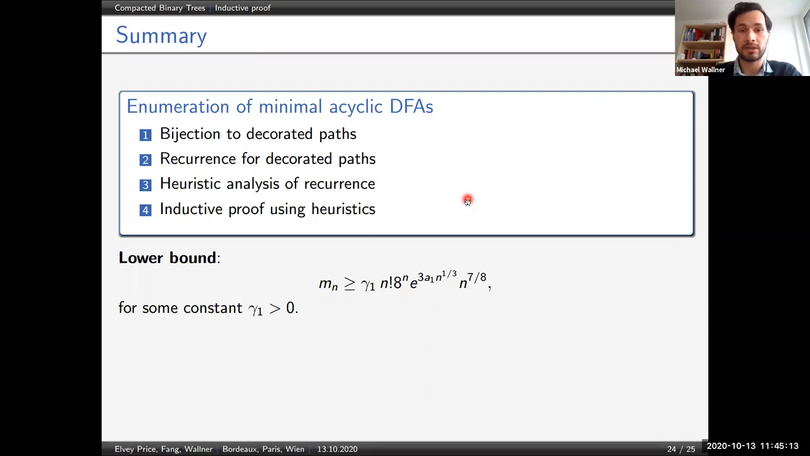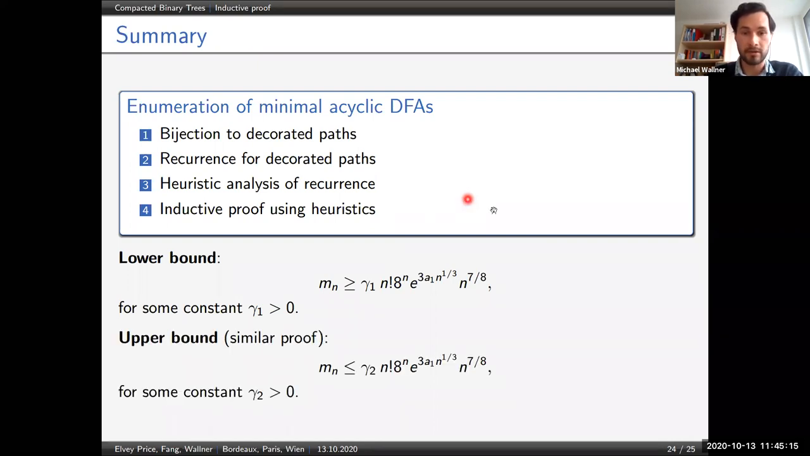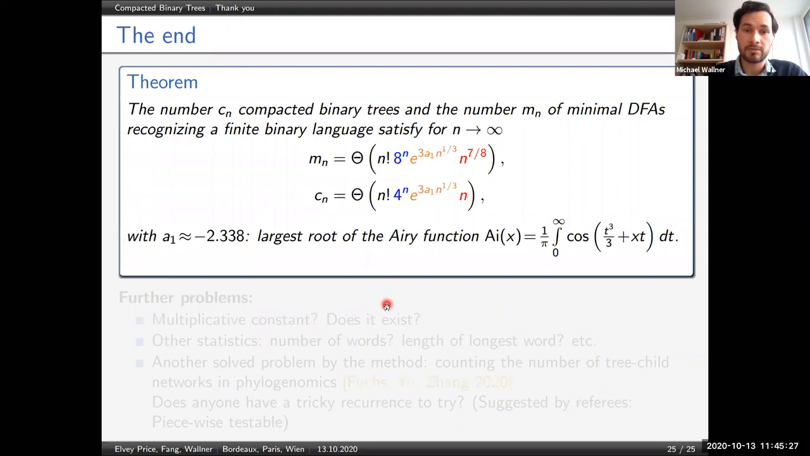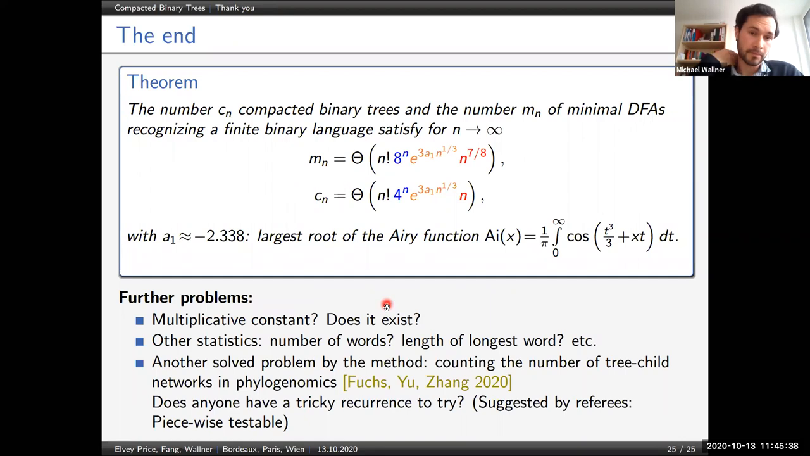And here what we get is a lower bound and an upper bound with the same asymptotic behavior. Only the constant is unfortunately different, and you cannot grasp it, unfortunately, with this method. This gives you basically the asymptotics for minimal deterministic finite automata recognizing a finite binary language and compacted binary trees, which was the first start of this work.